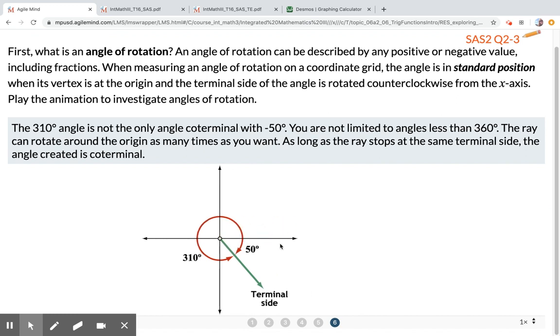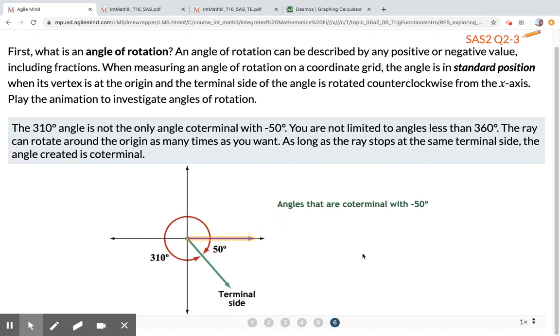I got more than 310. So we had negative 50 degrees. I added on 360, and that gave me 310 degrees. Yay! But I said you could add on 360 as many times as you want. I could go around again. So add 360 to 310, which gives me 670 degrees.